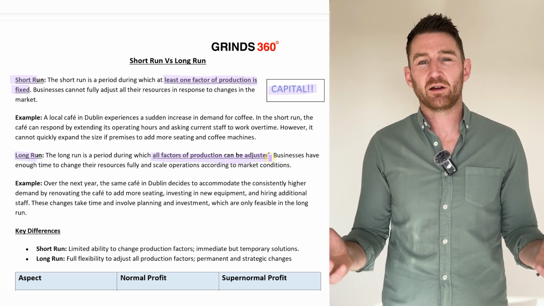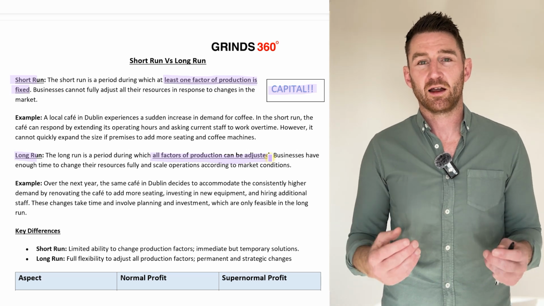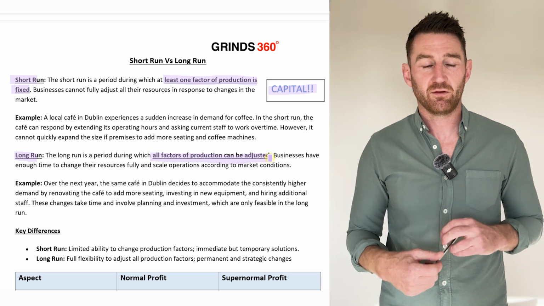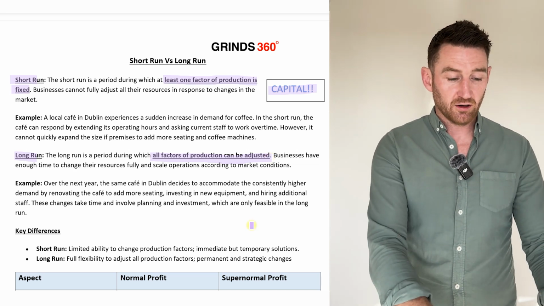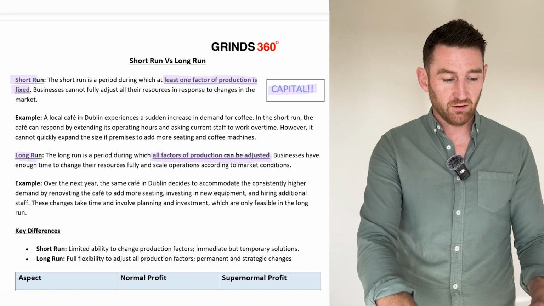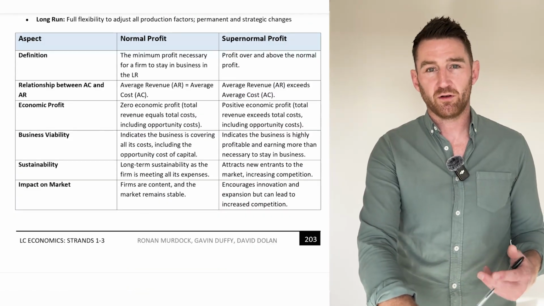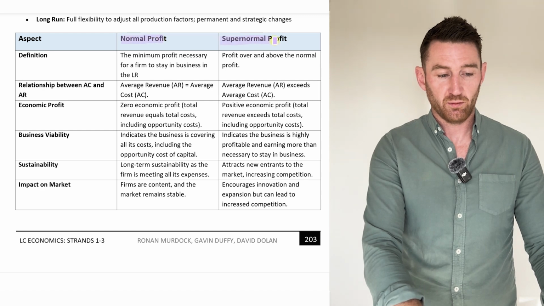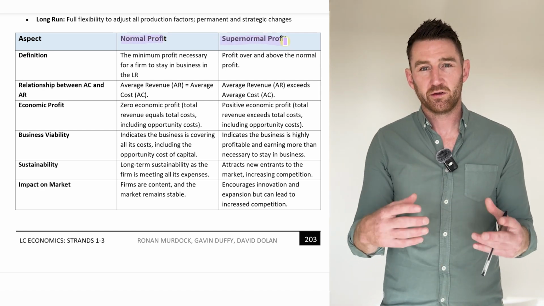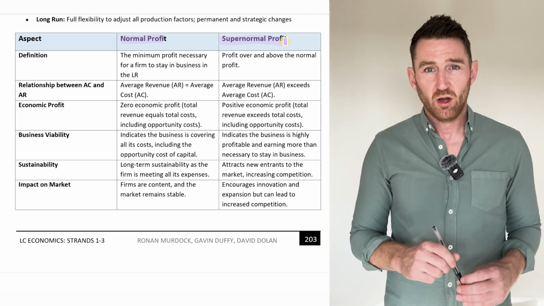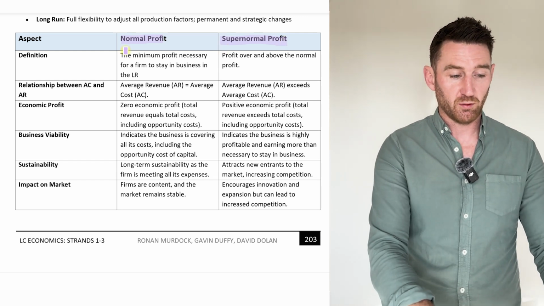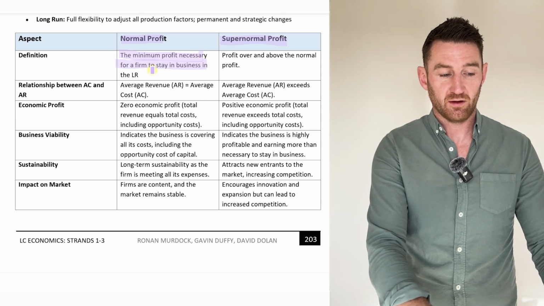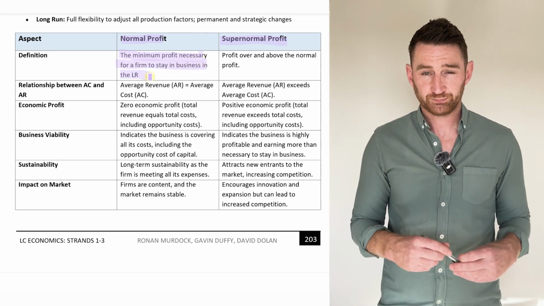So I guess the best way to think about it is like the long run is basically as long as it takes for a business to be able to increase the amount of capital they have. It's probably the best way to think about it. The other thing I want to point out to you there is these two definitions of normal profit and supernormal profit. So again, two terms that we're going to come across here, but we'll see them a lot when we do market structures again. So important definition here of normal profit, so make sure you can explain this. It's the minimum profit necessary for a firm to stay in business in the long run.